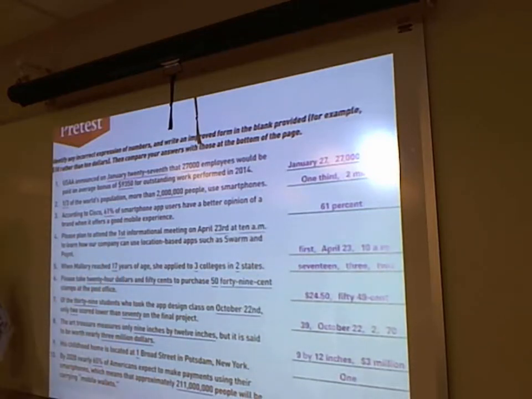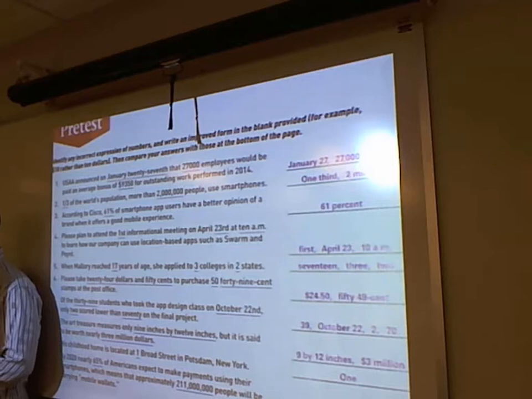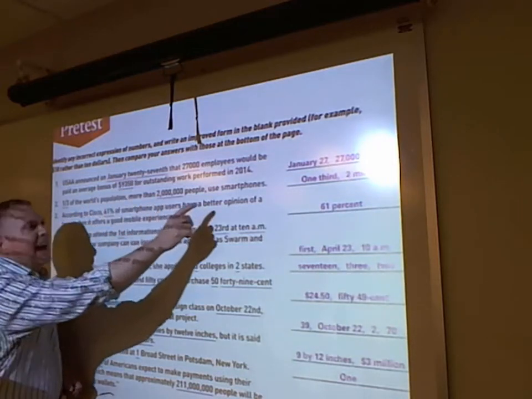The first part is: USAA announced on January 27th that 27,000 employees would be paid an average bonus of $93.50 for outstanding work performed in 2014. There are several components that are problematic with this question. The first one is in business writing. Whenever a date is associated with a month and it comes after the month, it's always a figure form, and never any ordinal additions of TH or ST at the end of that number. So this should be January 27, as illustrated right there.